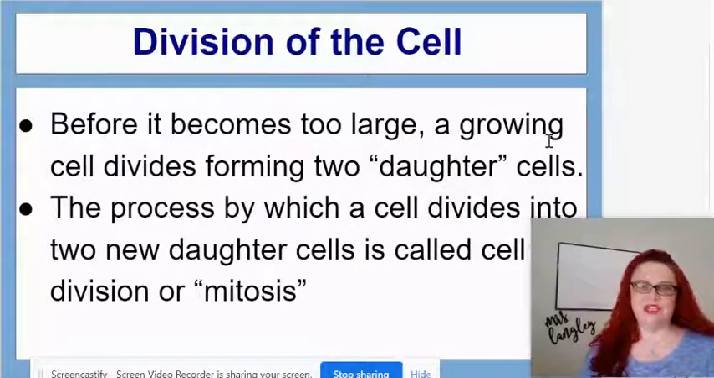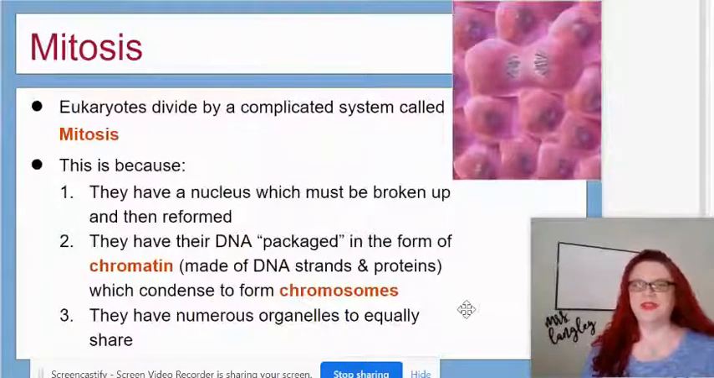Now for cell division, we know that as cells grow, it's hard for them to get the nutrients in and the waste products out if they get too big. Remember our surface area to volume ratios? So before this happens, we divide the cell into smaller ones, and we use a process called mitosis.